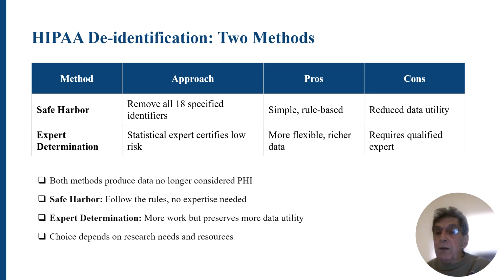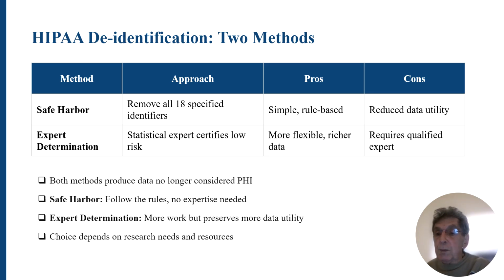The expert determination method is a risk-based technique. A qualified statistical expert analyzes data and certifies that the risk of re-identification is very small. The expert documents their methods and their justification. Pros, it's more flexible and preserves more data utility. An expert might determine that certain dates or locations can be safely retained. The cons, requires a qualified expert, which costs money, takes a lot of time. The expert must be genuinely qualified and must document their analysis.